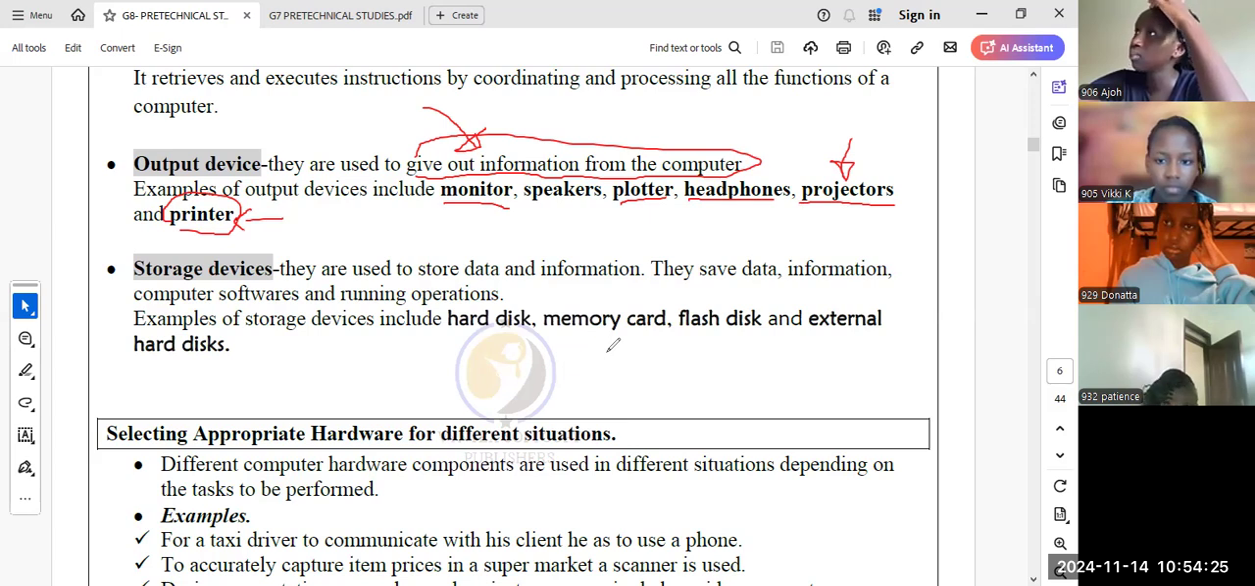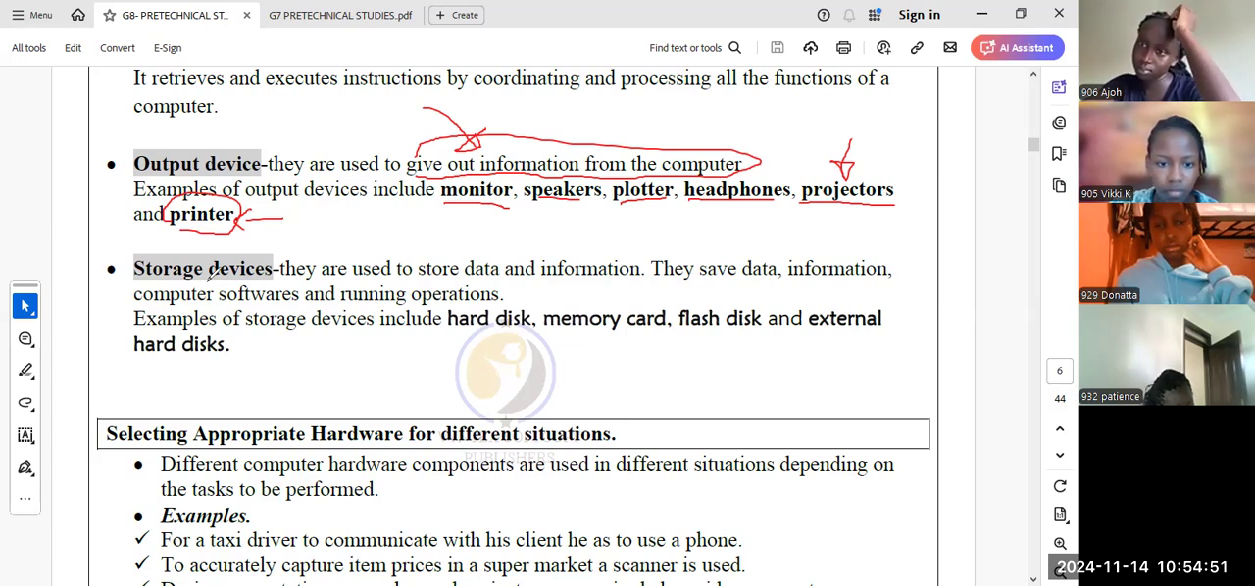Soft copy means you cannot touch it, you can only see or hear it, like sound, pictures, and what have you. Examples of soft copy output devices are the monitor, the speakers, the headphones, and the projector. Now, hard copy output devices are printers and plotters. Then lastly, we talk of the storage devices.